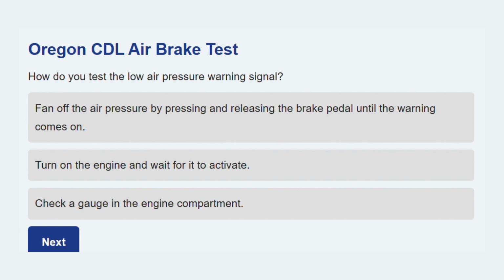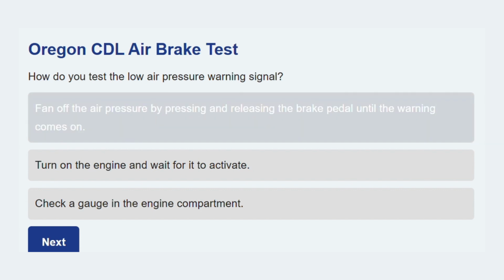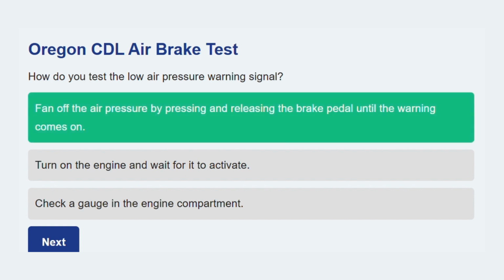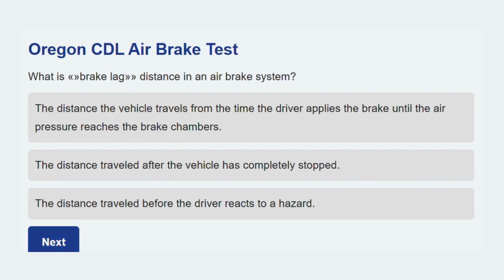And the next point, how do you test the low air pressure warning signal? Fan off the air pressure by pressing and releasing the brake pedal until the warning comes on. This confirms the warning system is functional.